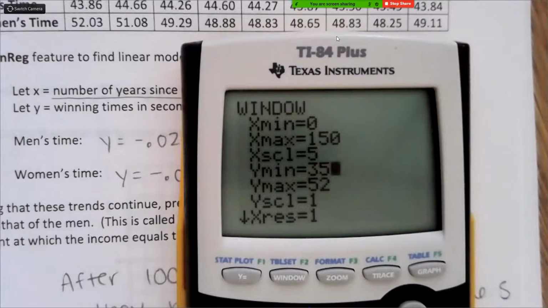So say for the X max, if instead of 150 I put 300, how much of a difference would that make? The further out you go, the smaller your graph gets.